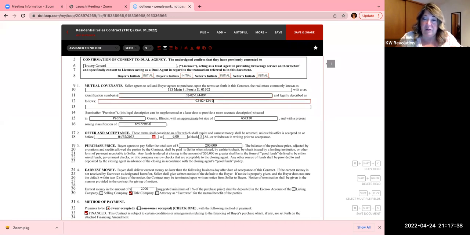And this down here is legally described as, that's your legal description. So let's just say it's like lot 2 or 3 Gerard subdivision, which is also not a real place. I did not spell that correctly.